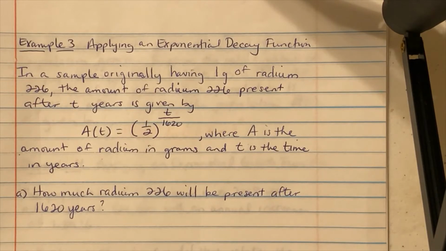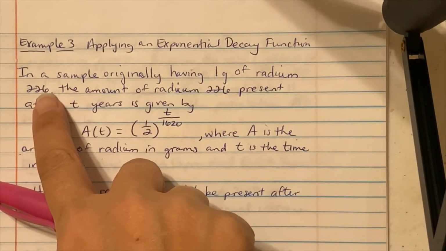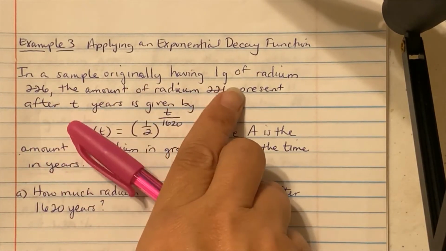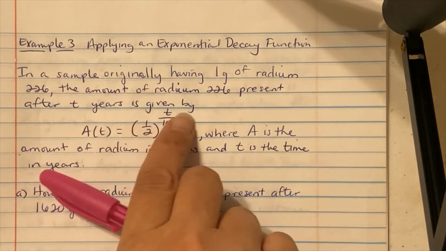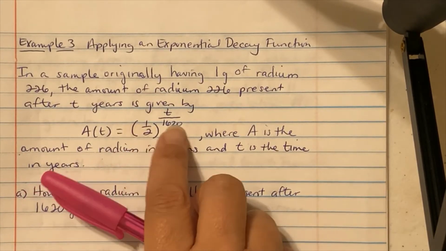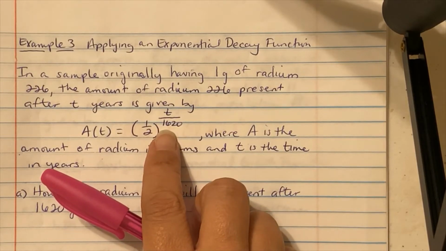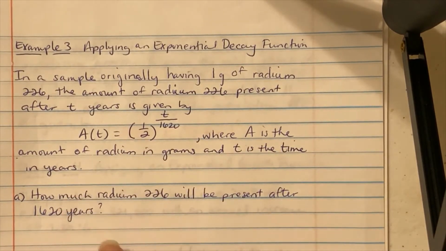Welcome back. We're continuing 8.3 with example 3, applying an exponential decay function. So in this example, we're given, it says, in a sample originally having 1 gram of radium-226, the amount of radium-226 present after t years is given by, and they gave us a formula. It says A of t is equal to 1/2, which means half-life, raised to the t over 1,620, which represents the years, where A is the amount of radium in grams and t is the time in years. So A says, how much radium-226 will be present after 1,620 years?